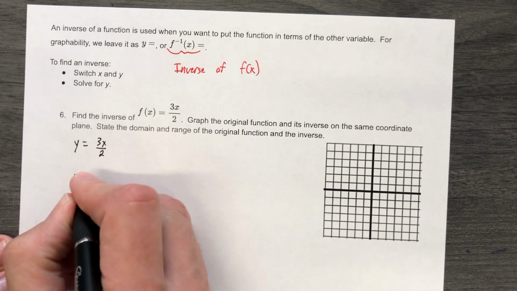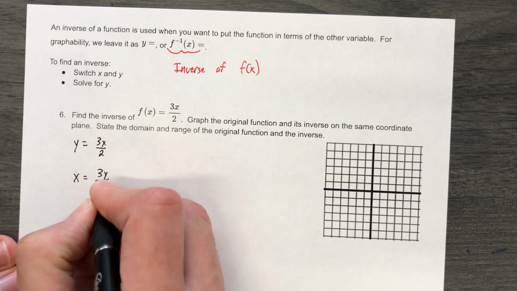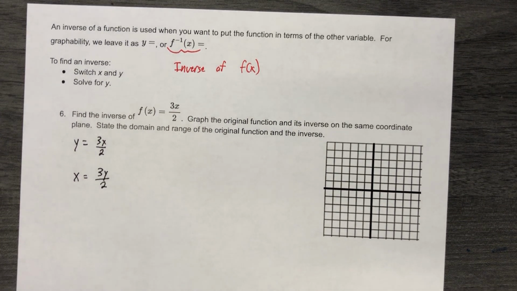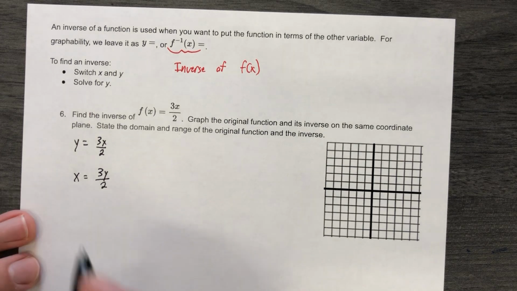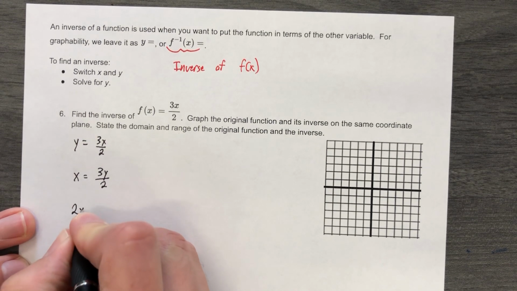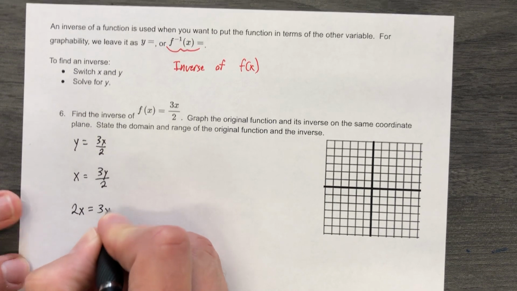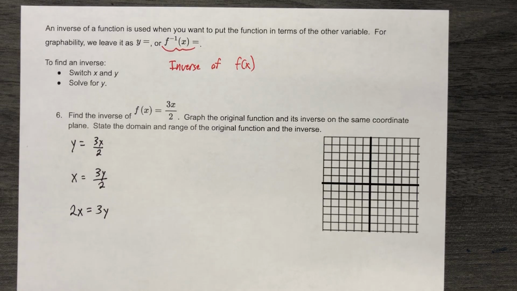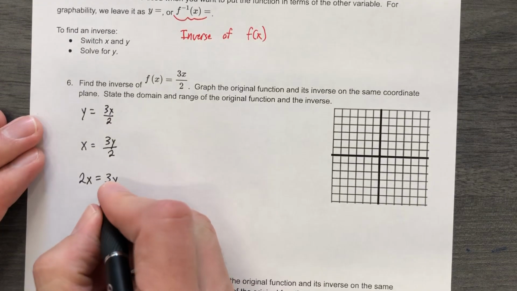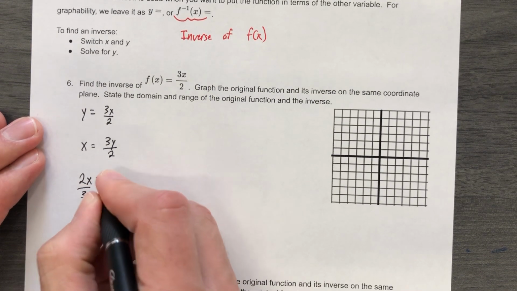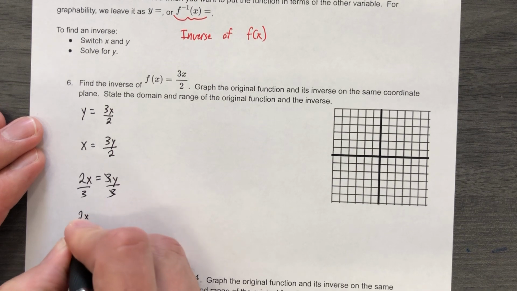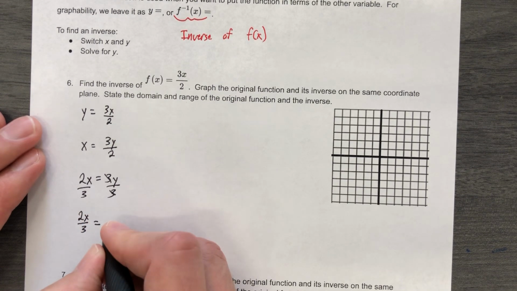So let's switch x and y, x equals 3y over 2. And then we're going to solve it for y. Okay, if you were going to solve for y, what would you do? Well, we'll get into more specifics on some harder ones later, but for now, we're just going to double it. That gets that denominator out of the way. And then we're going to divide by 3. So we'll divide that by 3 and divide that by 3. And we now have 2x over 3, and that is equal to y.